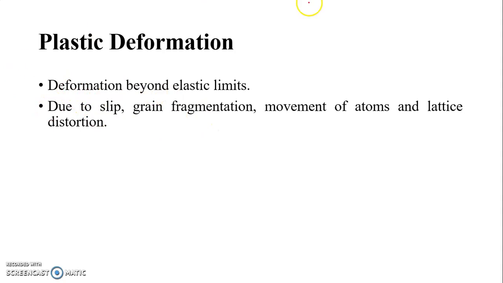Now, plastic deformation. What is plastic deformation? When the deformation is beyond the elastic limit, then this deformation is called plastic deformation. After yielding of the material, the deformation that occurs in the material is called plastic deformation. Plastic deformation occurs due to slip, grain fragmentation, the movement of atoms in the metal, and lattice distortion.